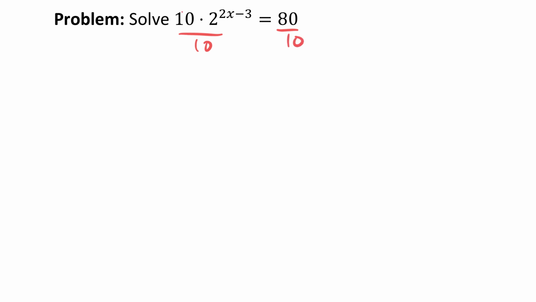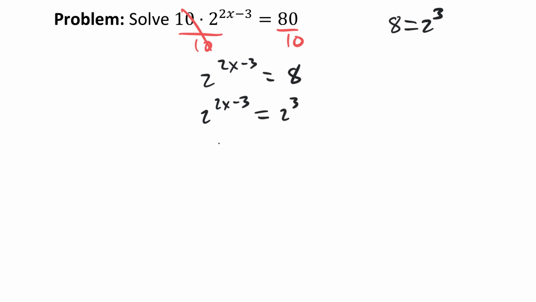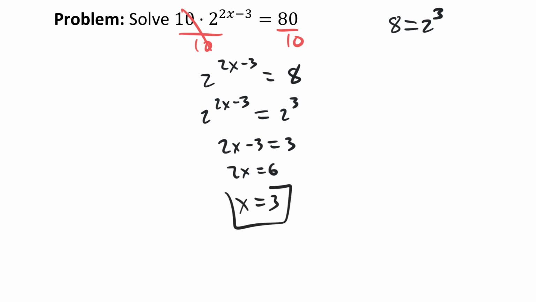Let's divide both sides by 10. If we do that, we get 2 to the 2x minus 3 equals 8. And now 8 is a power of 2. 8 is 2 cubed. All right, you can probably finish it off from there. But just in case, I'll show you. This is 2 cubed. Drop the base. Move over the 3, and x equals 3.